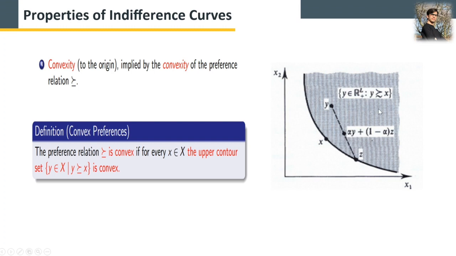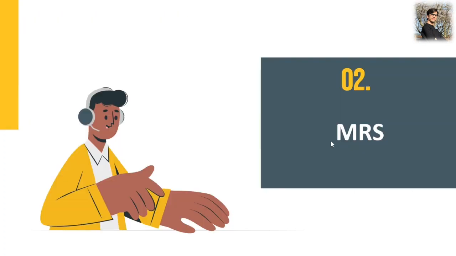As you see in this curve, the set of Y, which is the upper contour set, is convex. Why? Because any point between Y and Z is preferred to X. So that's why it's convex. And also, as you see, this indifference curve, any point on this curve, where X is located, is indifferent to X. Therefore, this curve is convex to the origin. And it comes from the convexity axiom of preference relation, which was one of the most important axioms here. So now, let's talk about the marginal rate of substitution.